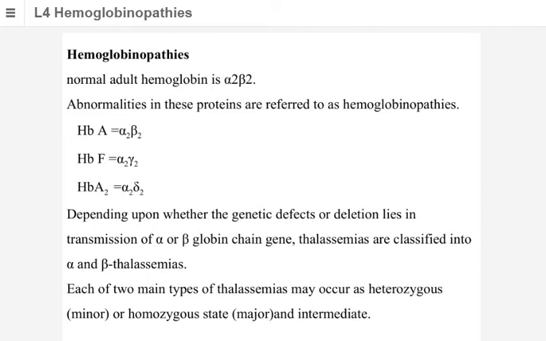We should know what is normal hemoglobin. Normal hemoglobin is adult hemoglobin, or hemoglobin A, containing 2 alpha chains and 2 beta chains. Any abnormalities in this protein are referred to as hemoglobinopathies.